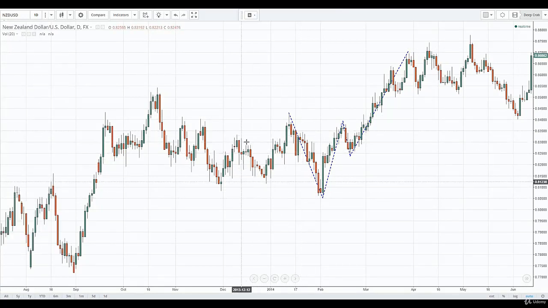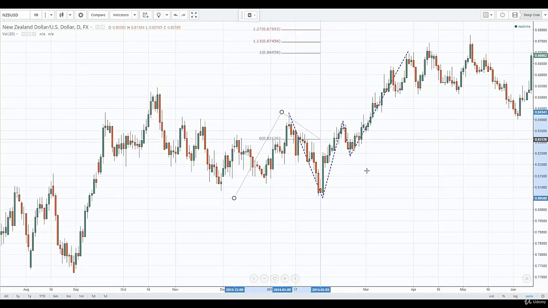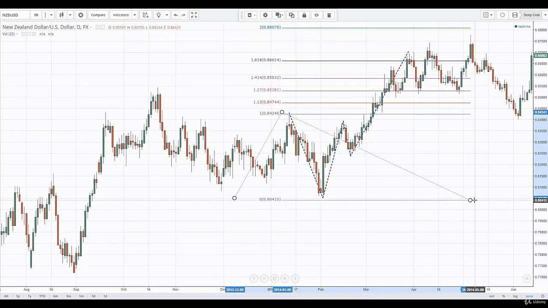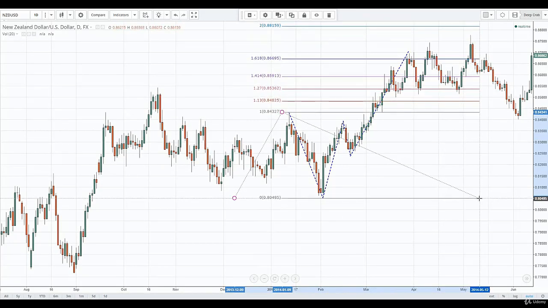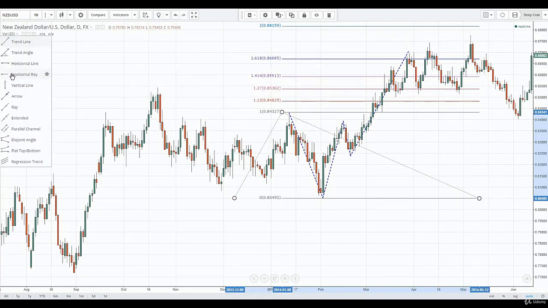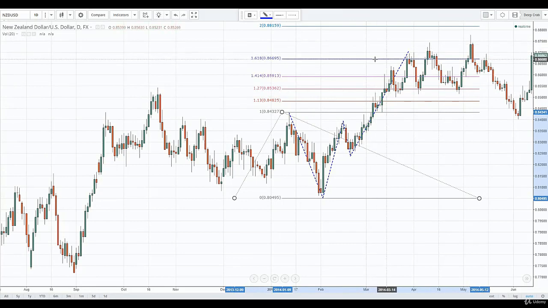Now let's look for where we will have our extensions. So let's do our defining move, our X to A extension. So we have the length of the XA leg here. And remember, we are looking for the 1.618 of the X to A leg. So let's put that in. And we'll put it in right here. And our stop is at 2.